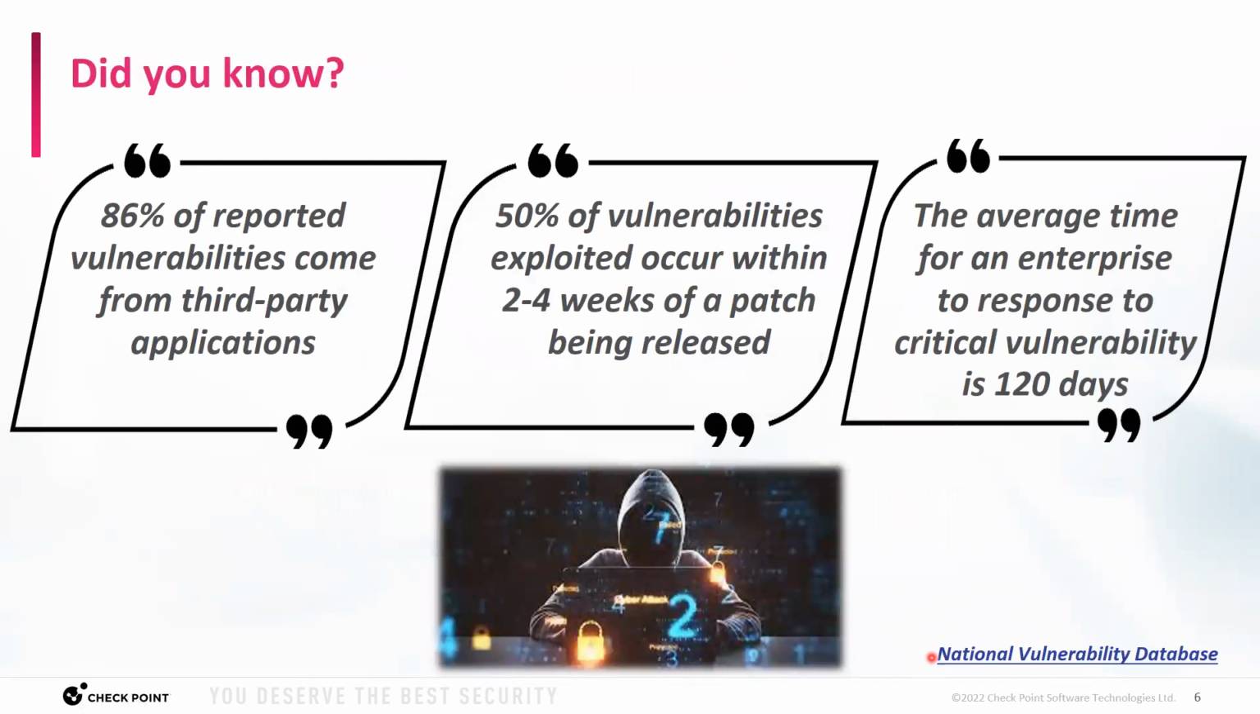These are some extra scary numbers. 86% of reported vulnerabilities come from third-party applications. And how many third-party applications are in your network, in your company? A lot. 50% of vulnerabilities are exploited 2 to 4 weeks after a patch is released. So there was a vulnerability, there was a patch released, and even 4 weeks after releasing the patch, some customers are still getting attacked. Can you imagine?